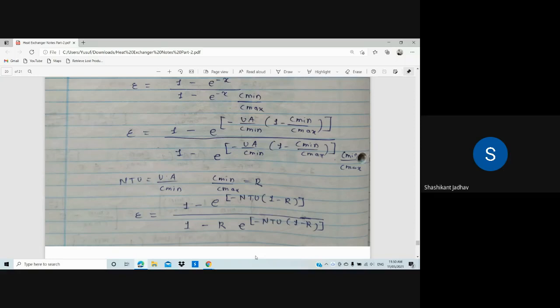So instead of x we have to put that value, u into a divided by c minimum into bracket 1 minus c minimum upon c max, divided by 1 minus e raised to minus u into a divided by c minimum into bracket 1 minus c minimum upon c max bracket complete, into c minimum upon c max.